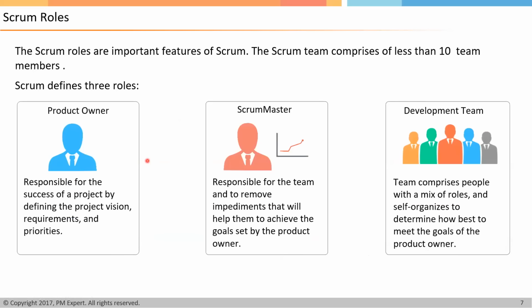Now, guys, Scrum defines these 3 important roles. Can you see these 3 important roles? The product owner, the Scrum master, and the development team, right? Now, I will start with the role of a product owner first, right? Now, what is the role of product owner, guys?